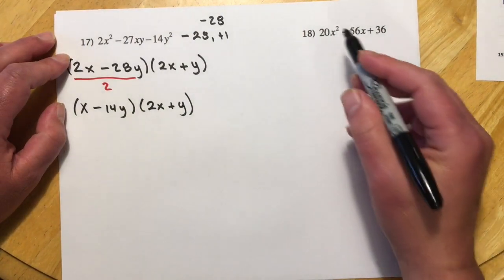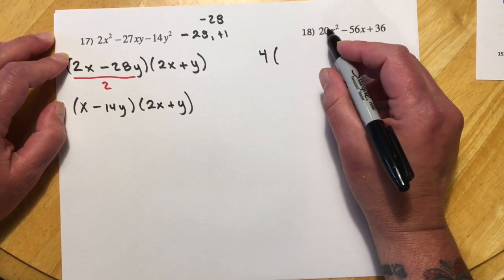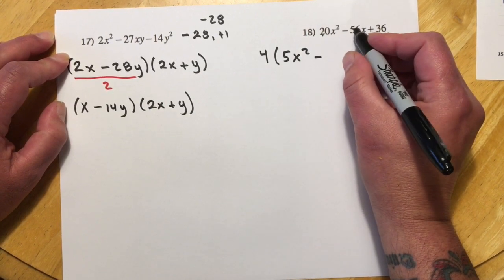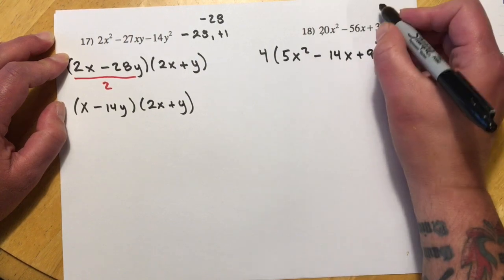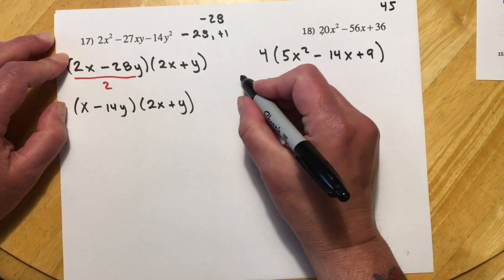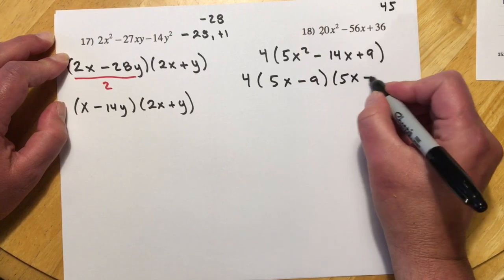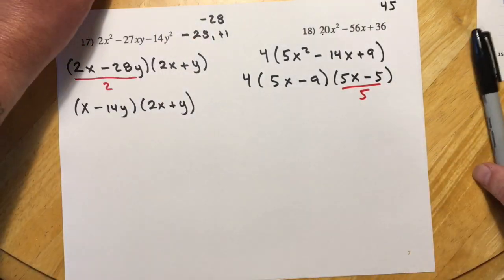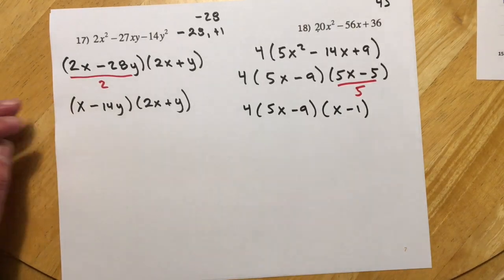And then this last one, 20, 56, and 36. I think it's going to be a 4 is the best we can do. But that will help a bunch because we don't want to go 20 times 36 because that would be terrible. So 5x squared there, 4 goes into that, 14, sorry. And 4 goes in that one, 9. So now that gets it down to 45, which is much nicer. And we need 2 numbers to multiply to 45 and add to be negative 14. So it sounds like a negative 9 and negative 5. So 5x minus 9 and 5x minus 5. And then I'll just take out that extra 5 right here. I got 4, 5x minus 9, and x minus 1.